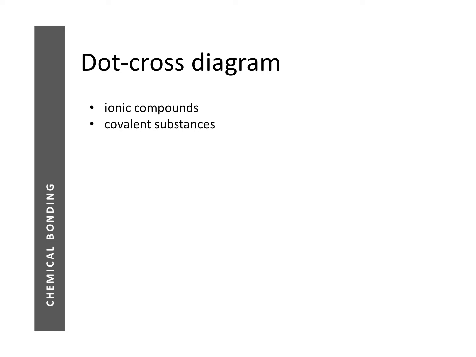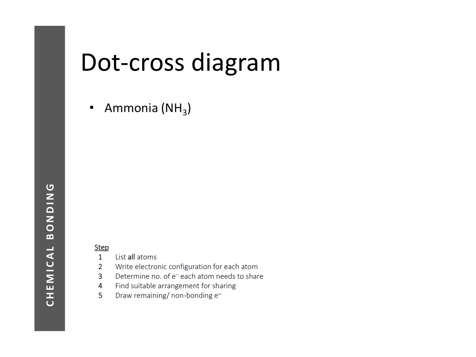However, the steps that we learn in O-levels for drawing of dot and cross for covalent compounds, you will find that they no longer work in all cases for A-levels. So let us first recap what we have learned in O-level chemistry to draw the dot and cross diagram for covalent compounds. In this case, we are looking at ammonia.